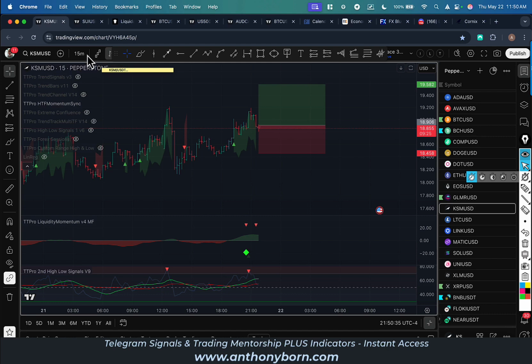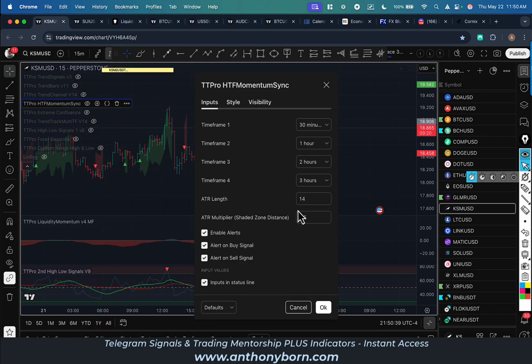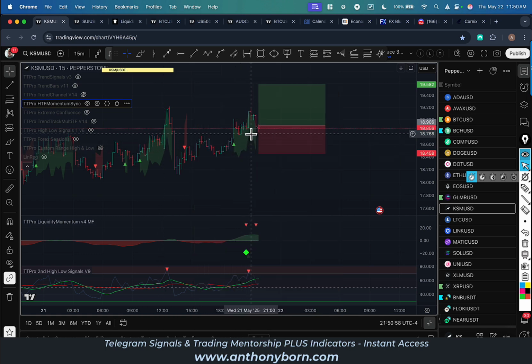set that. I've got a 15-minute chart going, and we can set this at 2.5 times the average true range on the 15-minute chart. And time frame 1, 2, 3 and 4, I've got 30, 1, 2 and 3, because it's tracking the momentum. The green momentum is strong here on those higher time frames, so that's extra confluence.